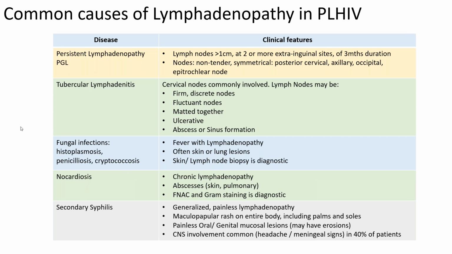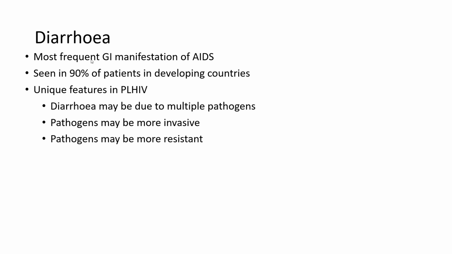Patients with PGL also can have lymph nodes. Lymphomas usually have discrete, separate lymph nodes which are not matted. Diarrhea is the most frequent GI manifestation of AIDS. It is seen in more than 90% of patients from developing countries.